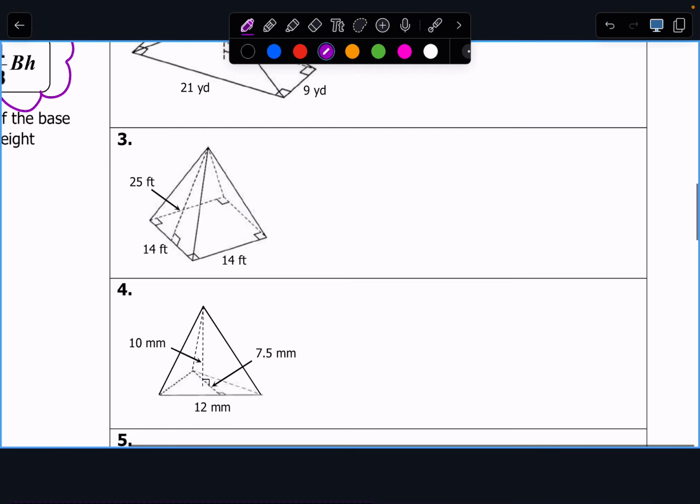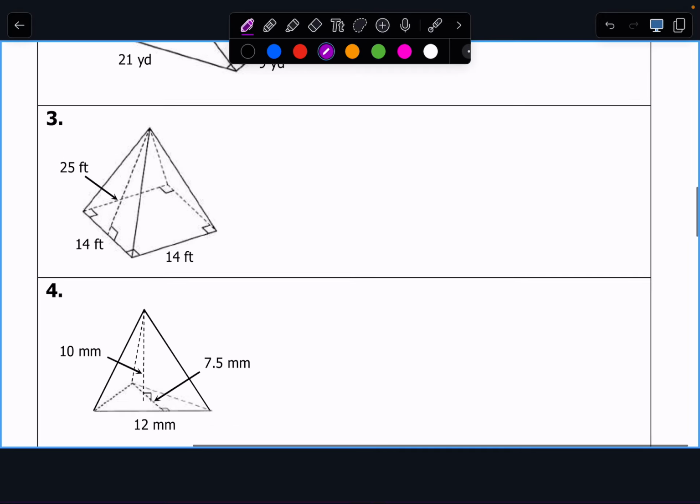Okay, now hop to number 3. If I was finding surface area, I would be really excited about number 3. But I'm finding the volume. Is 25 feet my height for the pyramid? No, it's what we call our slant height. Okay, so we're going to need to figure out what our actual height is by using the Pythagorean theorem.